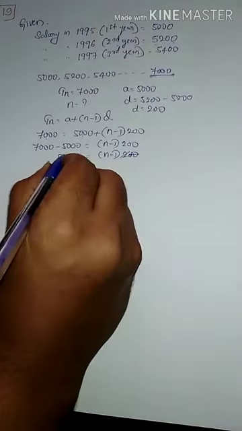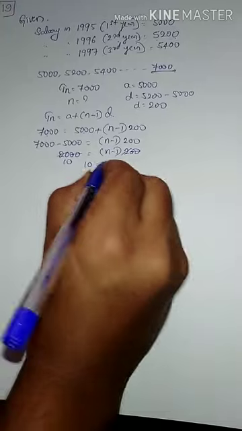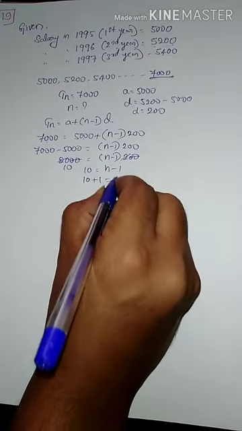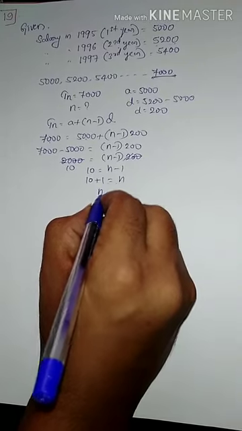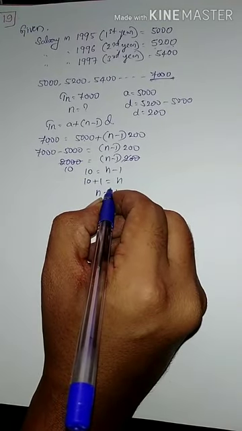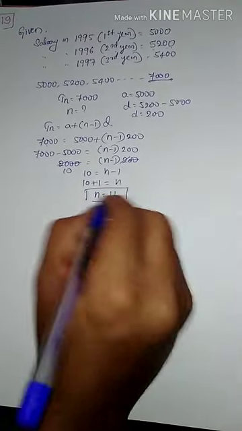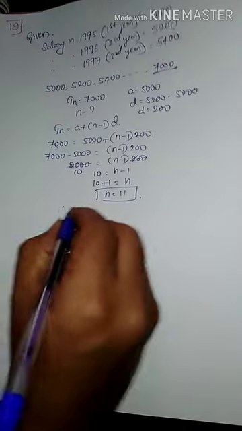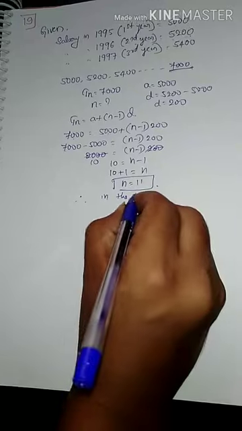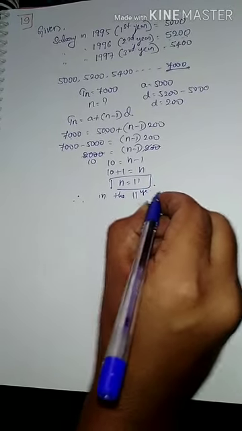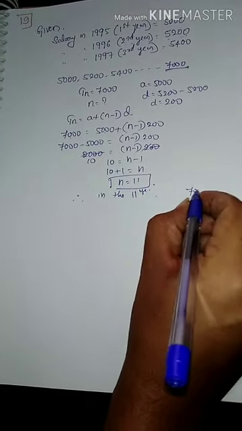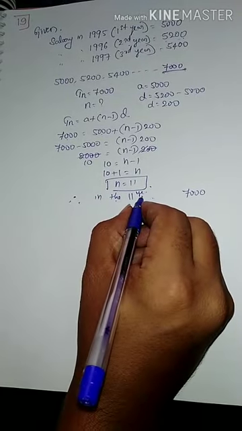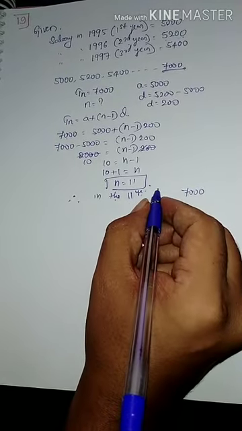20 gets cancelled, 2 ones are 2, 2 tens are 20. 10 is equal to n minus 1, and minus 1 moves to the left hand side, becomes plus 1. So n is equal to 11. Therefore, in the 11th year, Subbarao's salary has become 7,000.